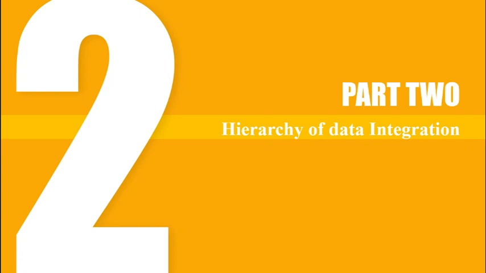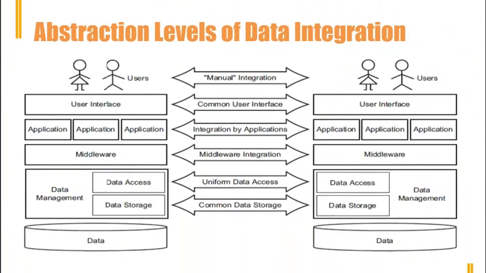Now we are moving to part 2, where we will talk about the hierarchy of data integration and different levels of abstractions. So when it comes to the abstraction levels of data integration, this is a picture that tells you it starts where you have data warehouse and data storage from a hardware level. You have common data storage, and then you need to build unified data access to multi-storages in different places.